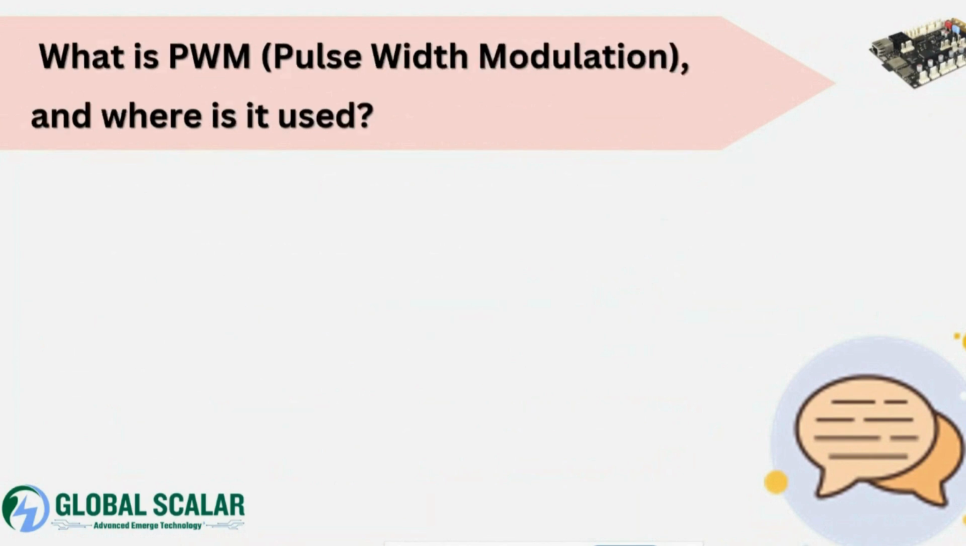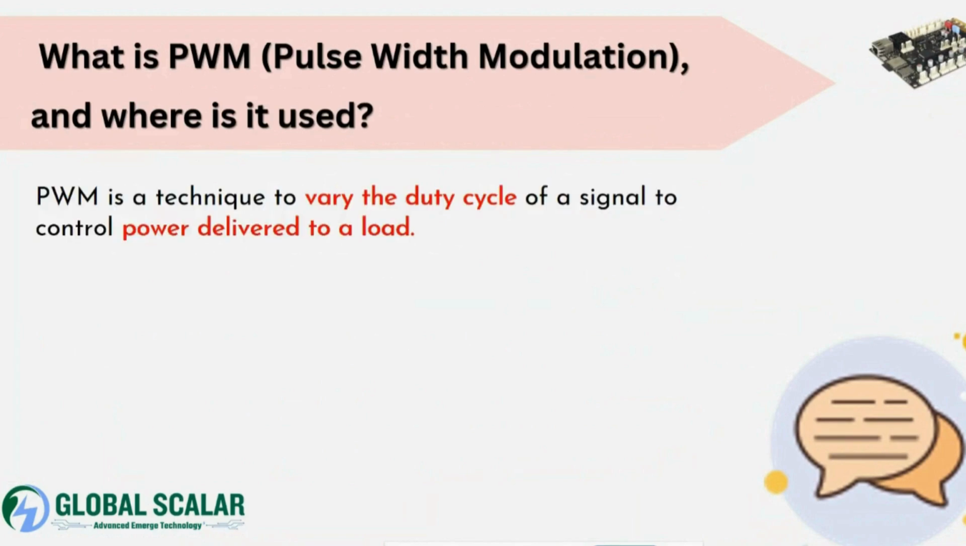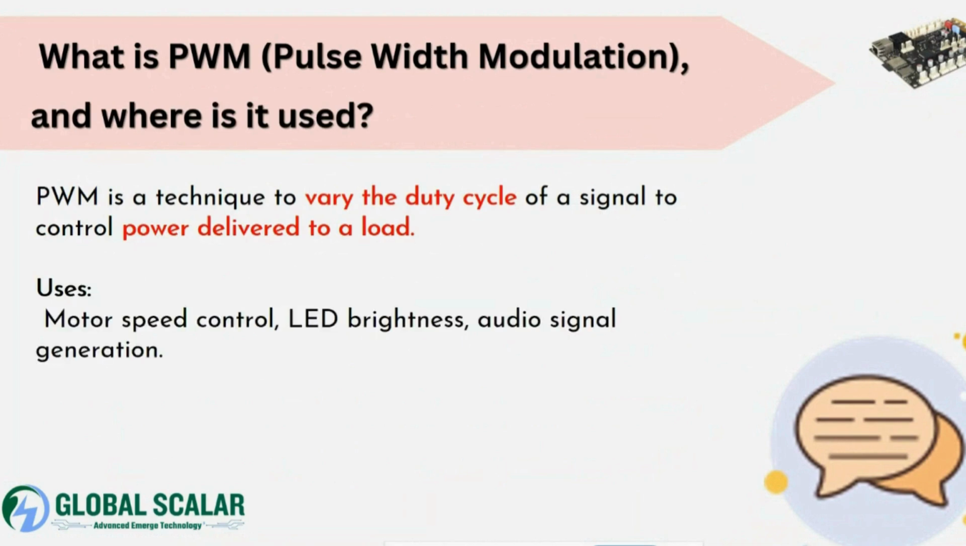What is PWM, pulse width modulation, and where is it used? Pulse width modulation is a technique used to vary the duty cycle of a signal to control the power delivered to the load. Usually it is used to control a motor, adjust LED brightness, or adjust audio signals. So this is where PWM will be used.